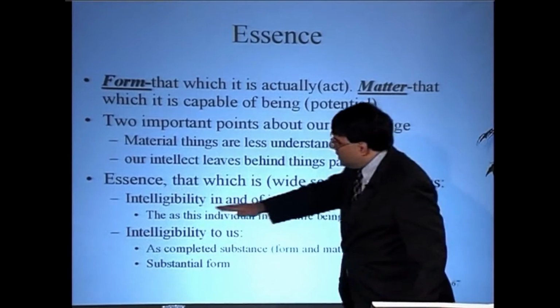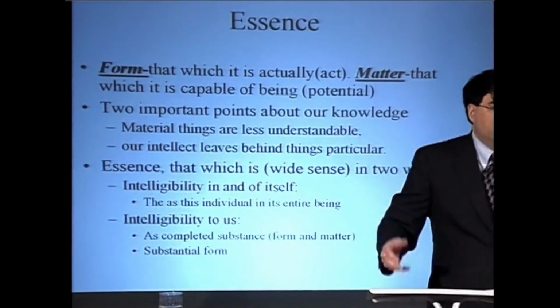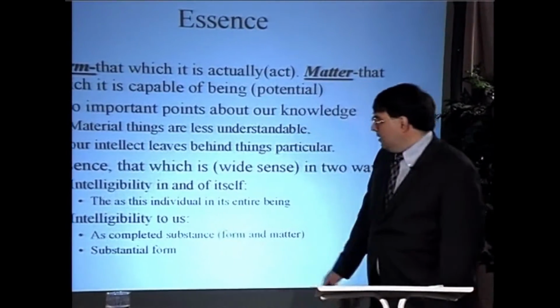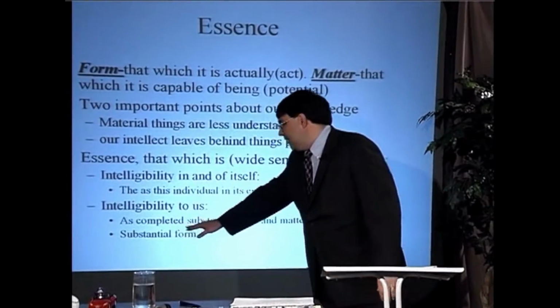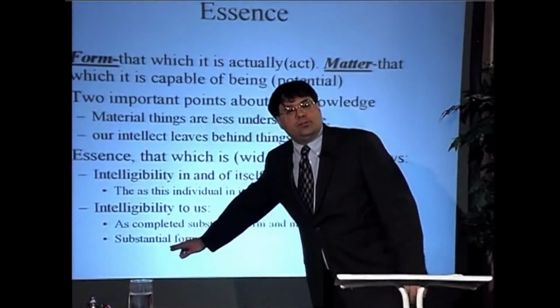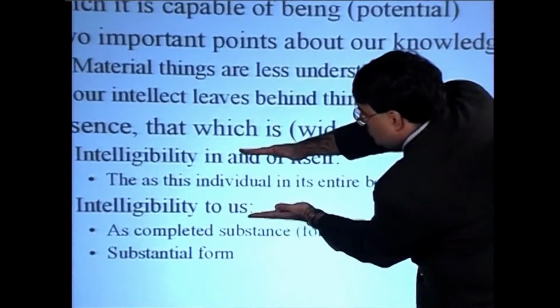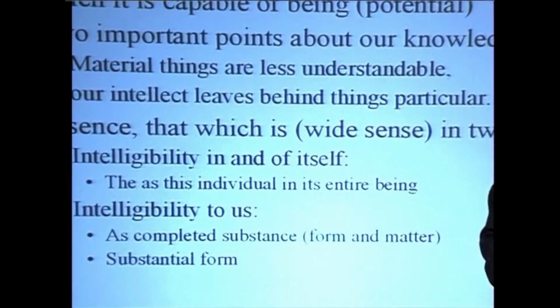So there are two ways then of looking at essence. One is intelligibility in and of itself, for someone with a real intellect as opposed to barely an intellect, or to us. And then within this, we have as completed substance, form and matter, or just a substantial form. Two ways that we can split up essence. And then within this one, we can split that up into two more subdivisions.